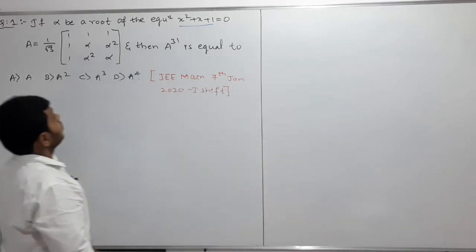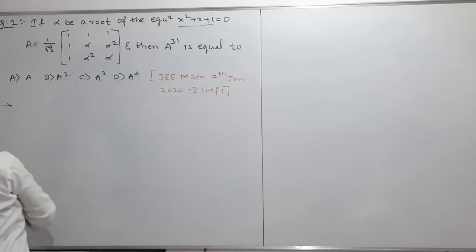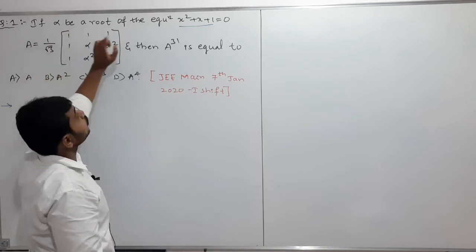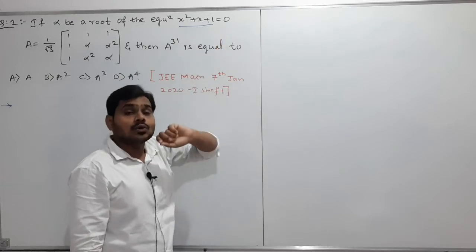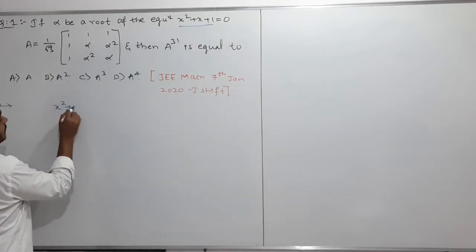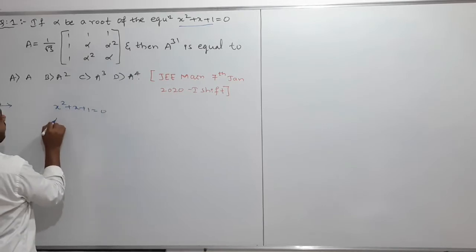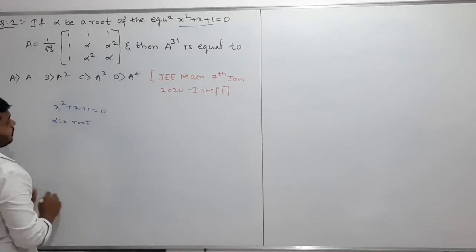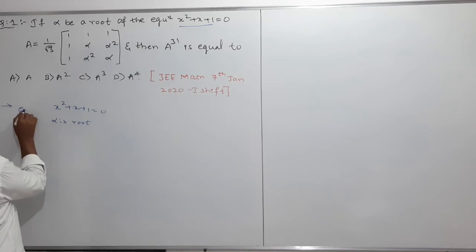Clear? So my dear students, for this one, before solving this question, what have they given? Alpha here. What does alpha mean? Alpha be a root of the equation. So this is the equation given to you. Root of the equation means what? Root of the equation means x square plus x plus 1 is equal to 0. It is given that alpha is a root of this equation. So this is all the information you have here.